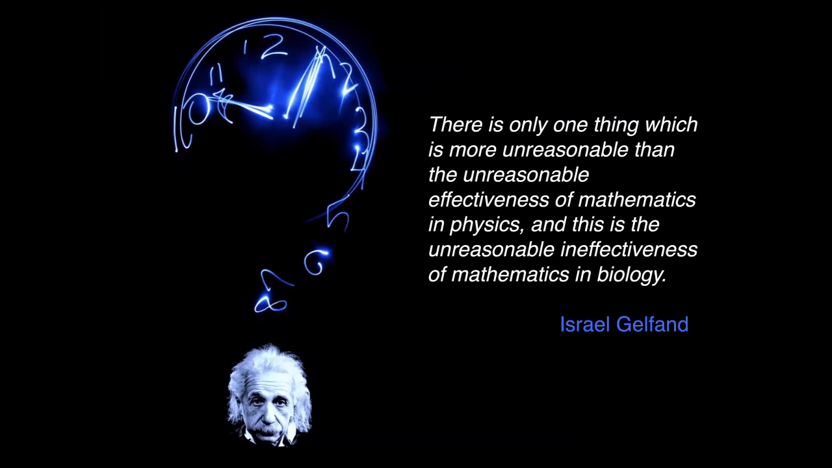Israel Gelfand said that there is only one thing which is more unreasonable than the unreasonable effectiveness of mathematics in physics, and that is the unreasonable ineffectiveness of mathematics in biology. Whatever the case, for each of them, the success of mathematics was unreasonable.